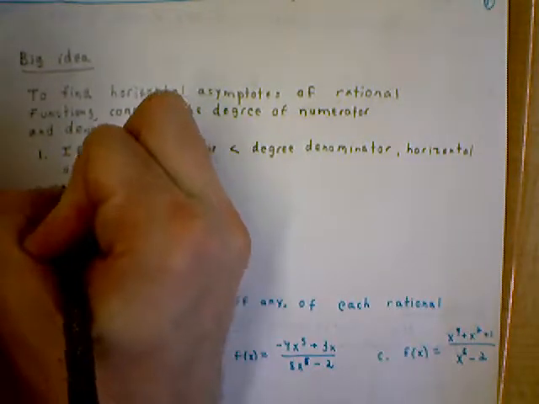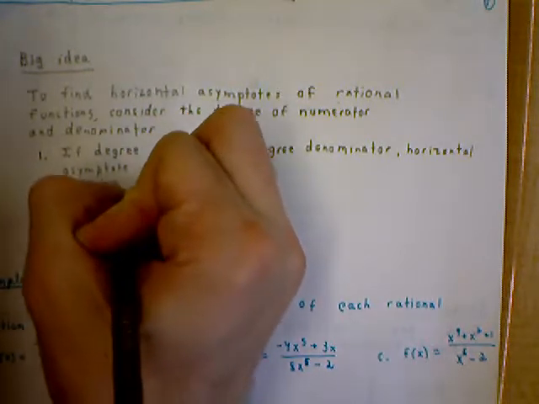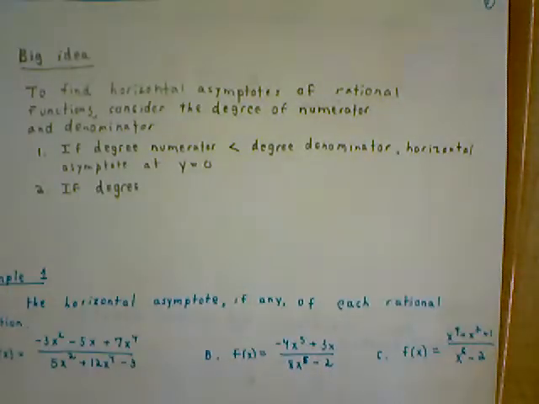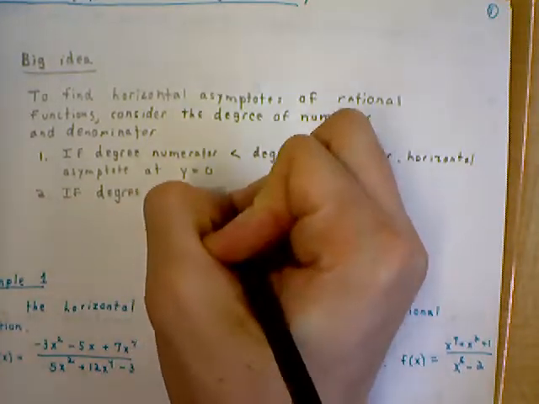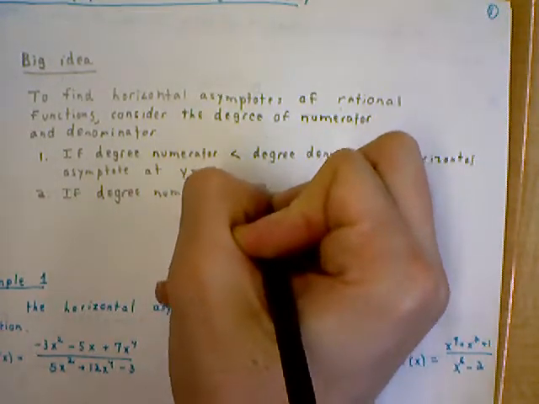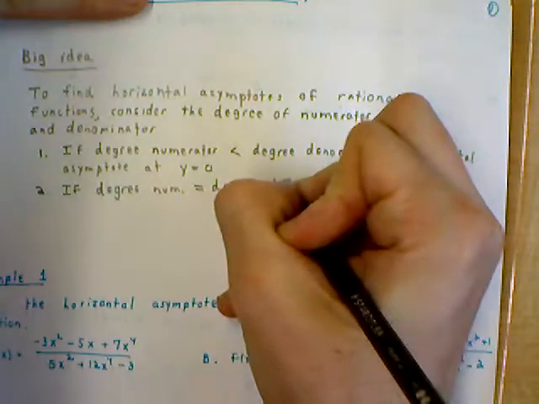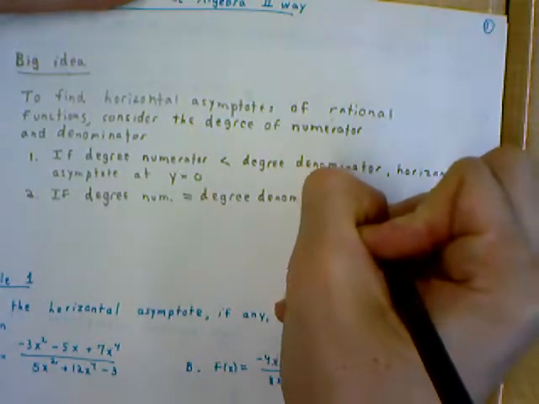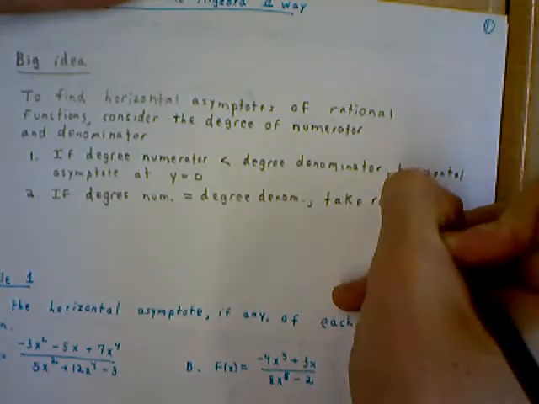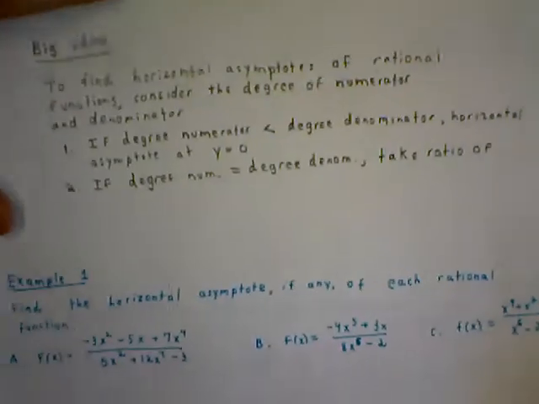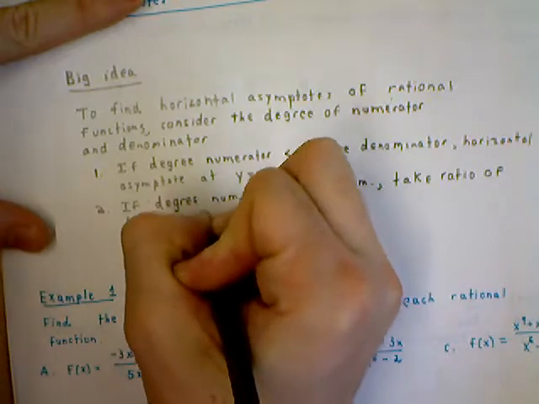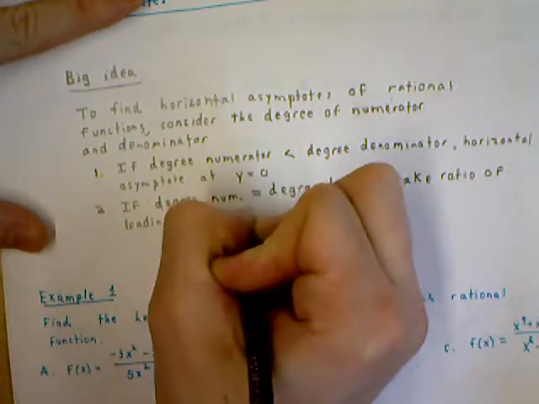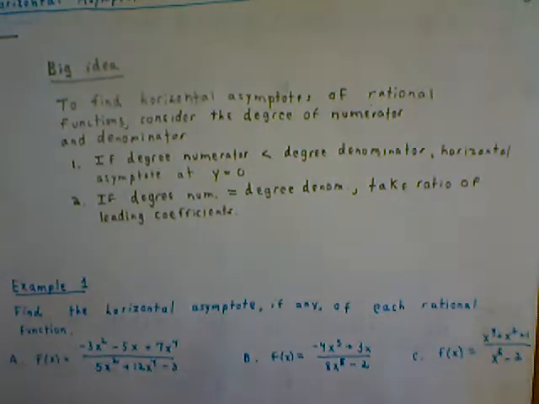Second case, if the degree of the numerator, I'm going to just abbreviate, equals the degree of the denominator, take the ratio of the leading coefficients to find the horizontal asymptote.